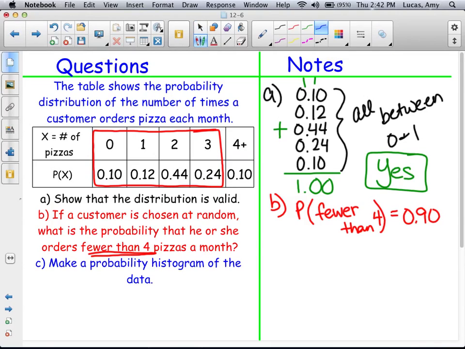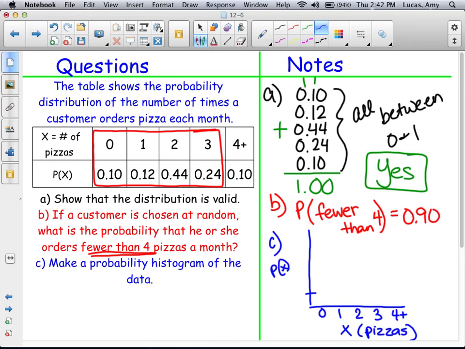Now, last but not least, we have to make a probability histogram or a graph of a probability distribution for this data. So I am going to graph the probability on my y-axis, and I'm going to graph x, which is the number of pizzas, on the x-axis. We have 0, 1, 2, 3, and 4 plus. We are going to go by tenths, because remember that these decimal values are all between 0 and 1. So going by tenths would make sense.